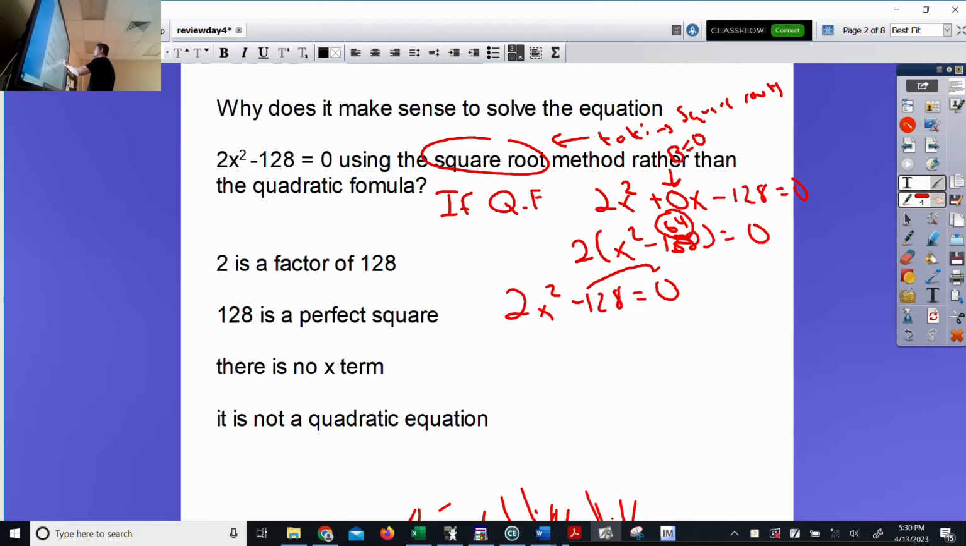You would move this over. 2x squared is 128. You would divide by 2, and then you'd have x squared is 64.